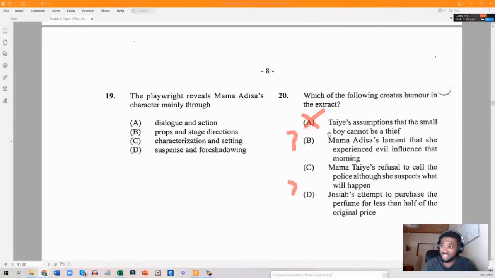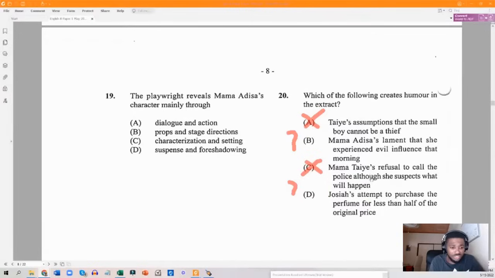The assumption that the small boy cannot be a thief isn't really humorous, but it presents an irony, and it presents the naivety of Taiye. Taiye doesn't know about the escapades, the scams that this small boy had already been a part of, but Mama Taiye knows. But this isn't creating much humor in the text. It gives us an irony, but not much humor. And this is not funny at all.